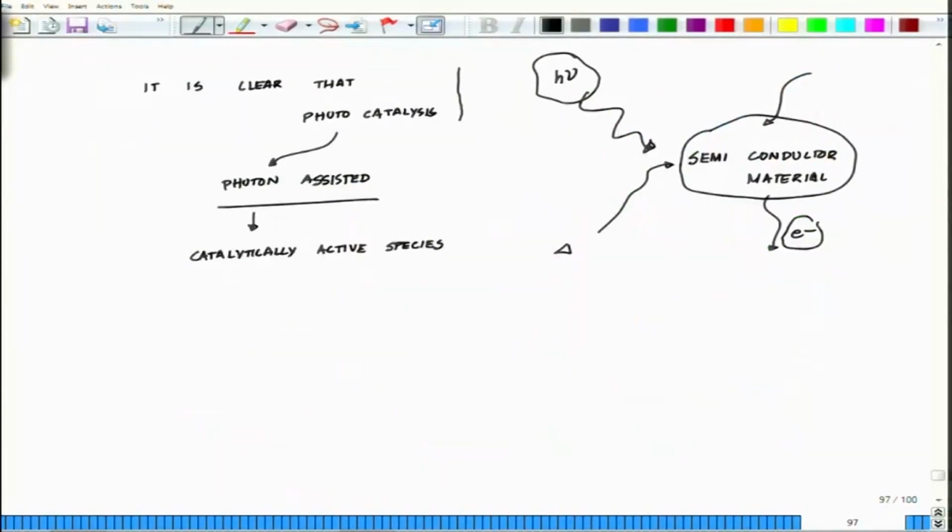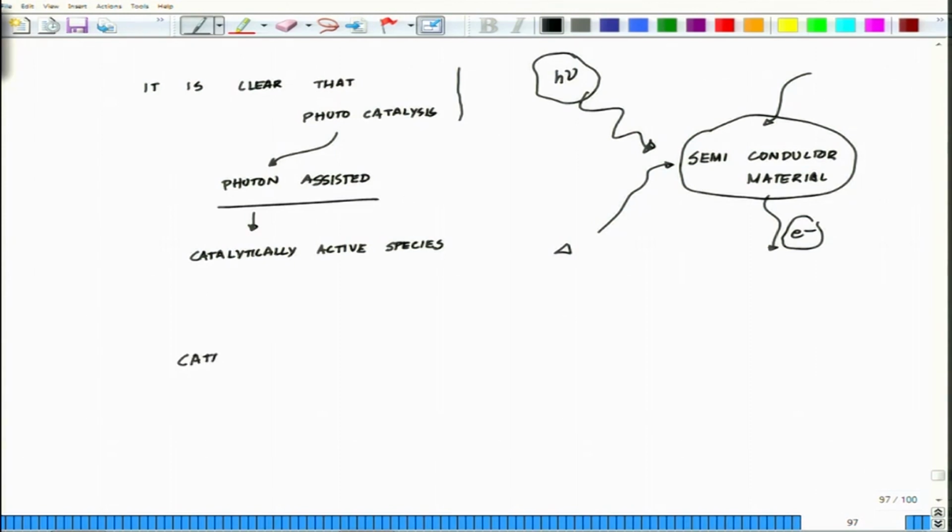Now, if the initial photoexcitation process occurs in an adsorbate molecule which then interacts with the ground state of the catalyst substrate, the process is referred to as catalyzed photoreaction. If, on the other hand, the initial photoexcitation takes place in the catalyst substrate and the photoexcited catalyst then interacts with the ground state adsorbate molecule, the process is called sensitized photoreaction. So, there are two concepts, catalyzed photoreaction and sensitized photoreaction.